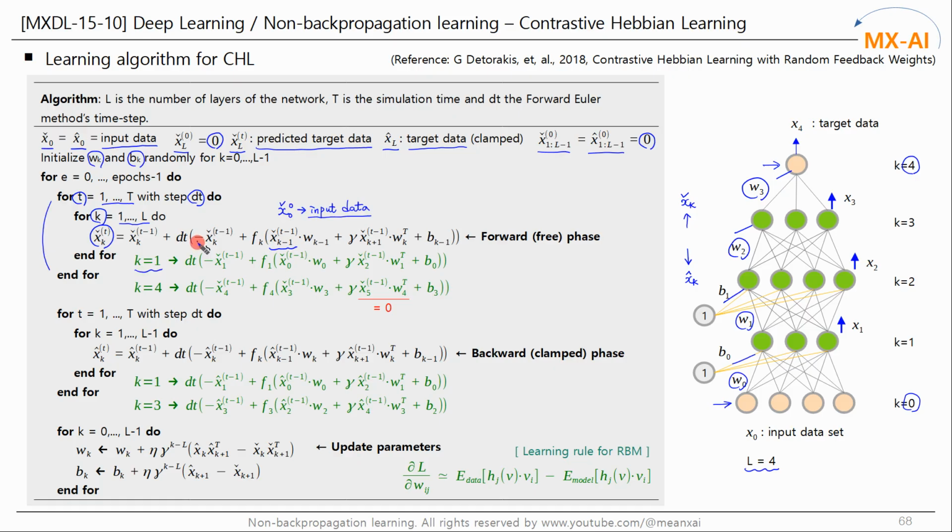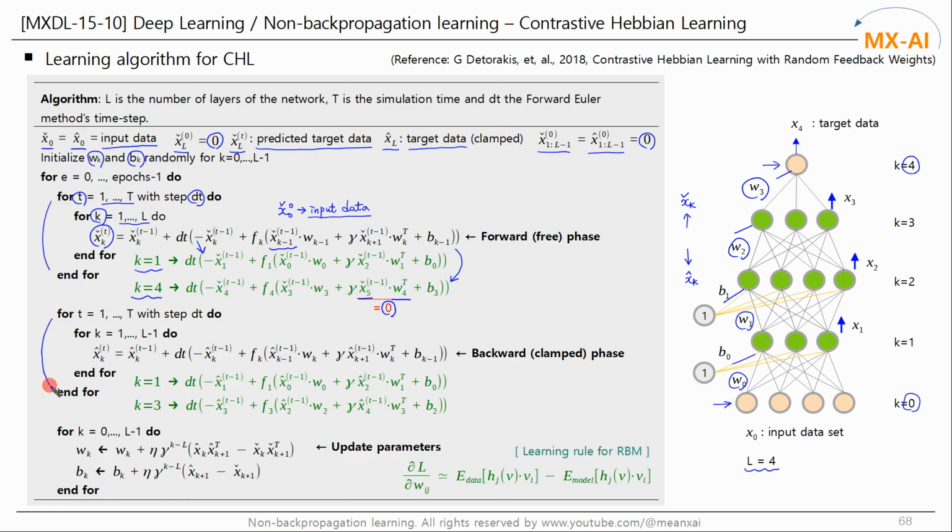When k is 1, the above expression becomes as follows. And when k is 4, it becomes as follows. Here x5 and w4 do not exist, so they are both 0.